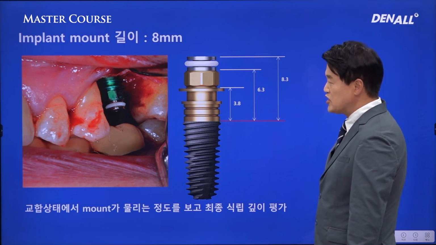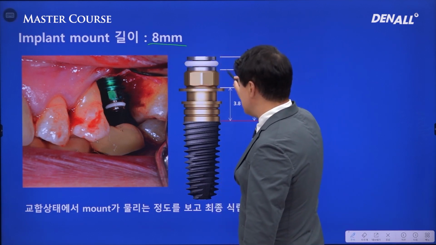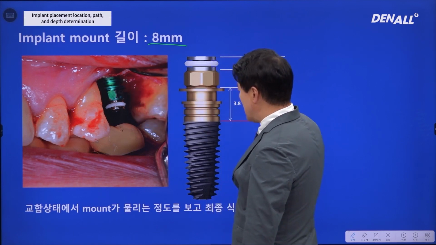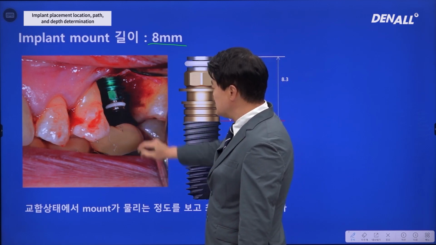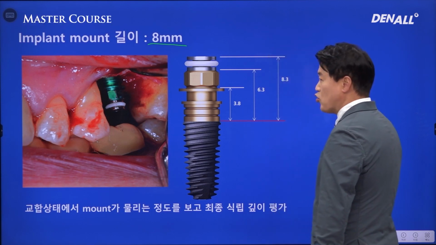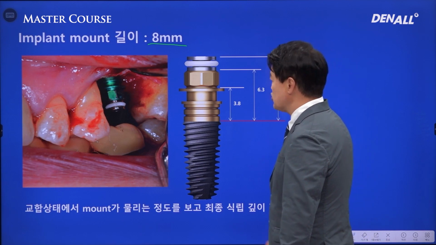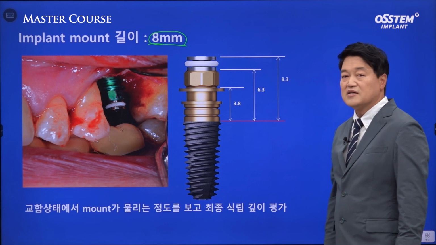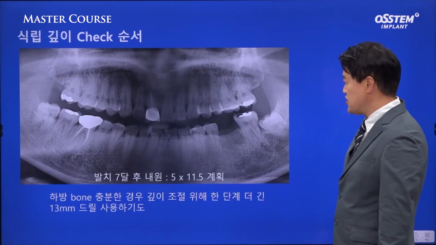To check the depth, we can use the length of the mount. It is exactly 8 millimeters long. After the placement, at occlusion, you can check whether 8 millimeters is available. If it's less than 8 millimeters, then 8 millimeter space is not secured. So if it is less than 8 millimeters, an implant should be placed a little bit deeper to ensure 8 millimeters of space. Let's look at the checking sequence of placement depth.